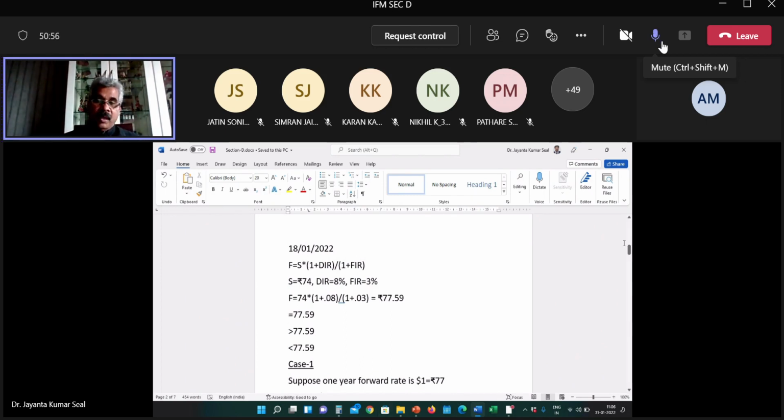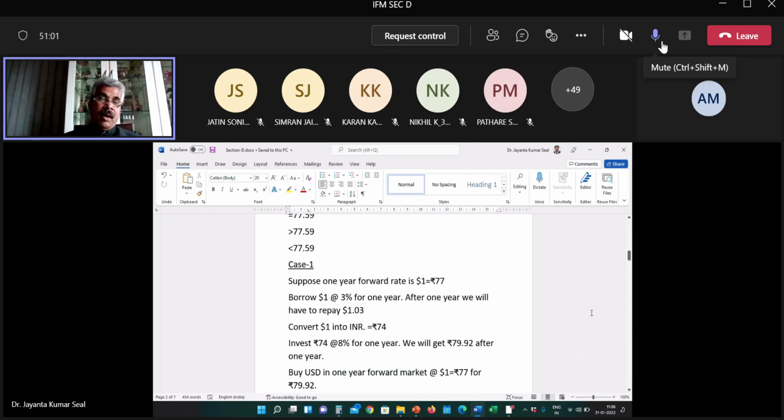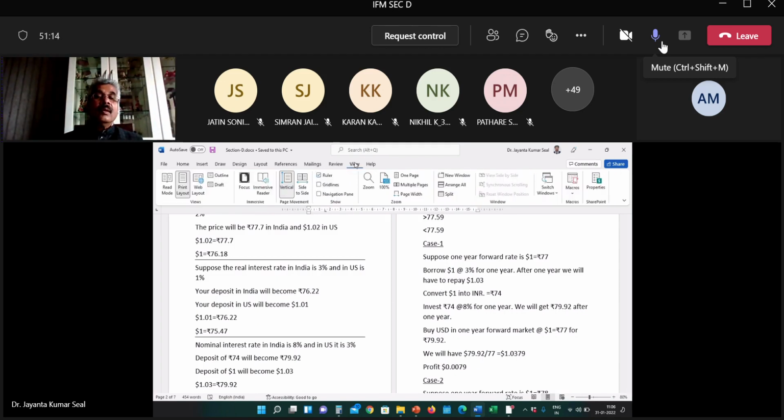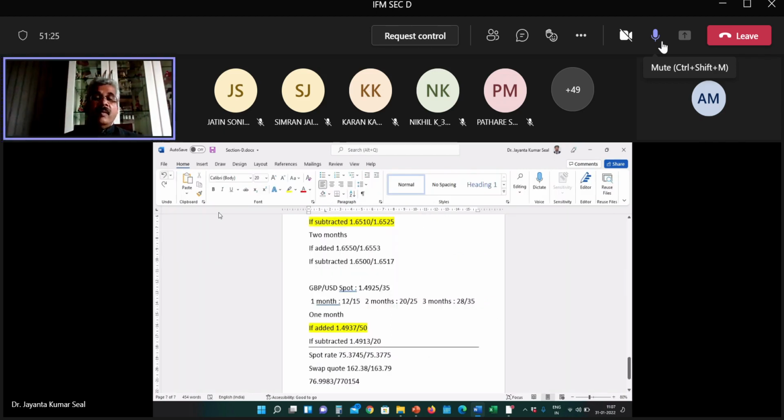If you remember correctly, between market price and market value there is a difference. So market price in this case is say 77, and your value should have been 77.59, and so on. Got it? There will be a difference all the time.